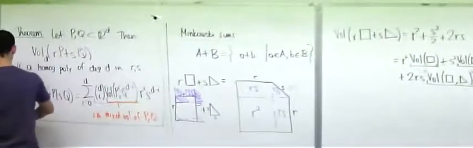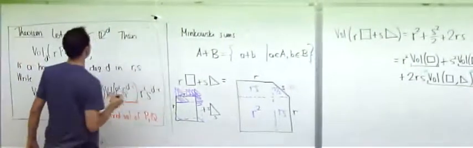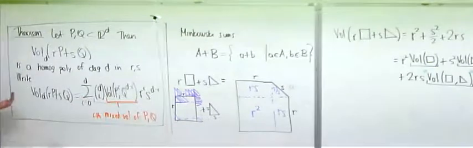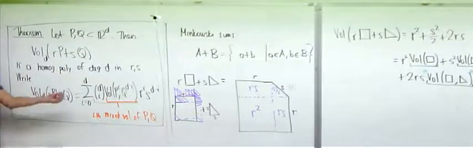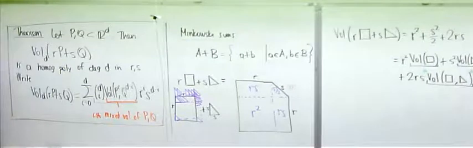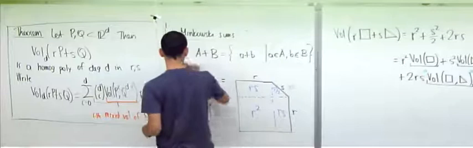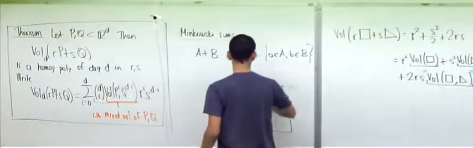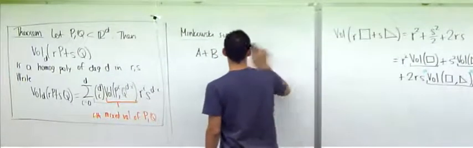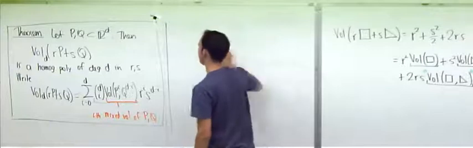So that's the next theorem that I'd like to prove. That if you want to compute the volume of a Minkowski sum like this, then it comes down to finding this nice polynomial. Now, before I prove this, I need a nice lemma.